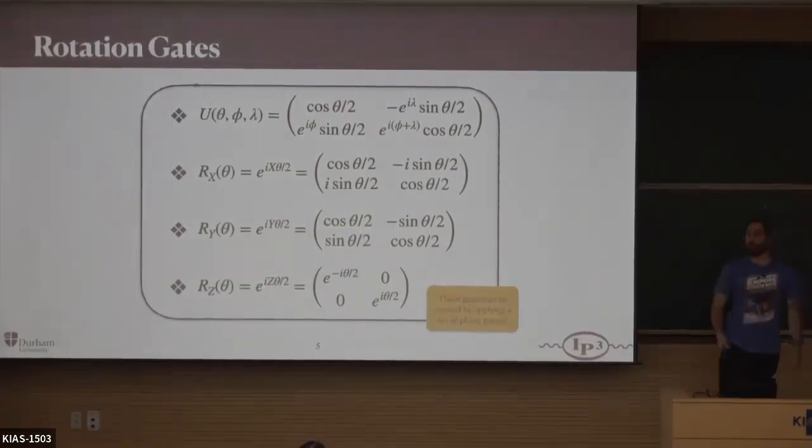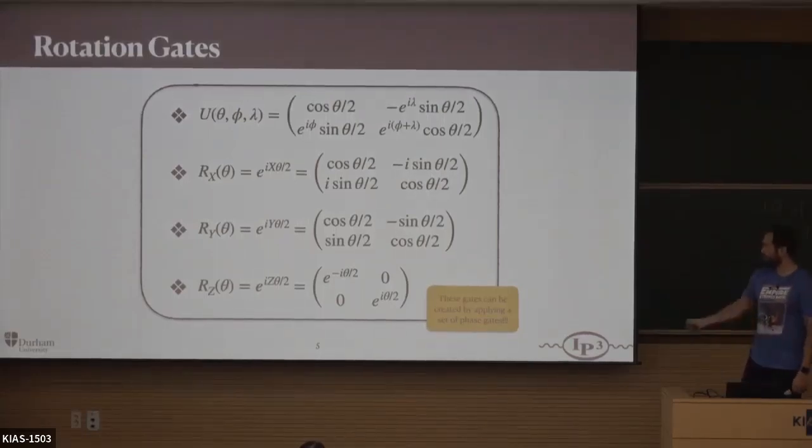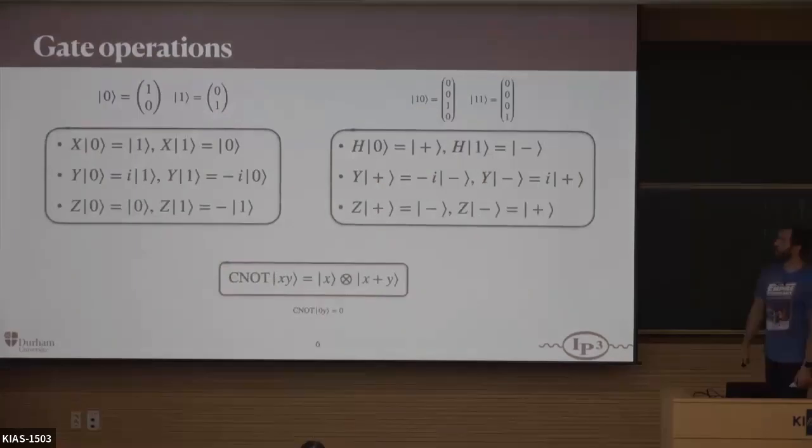If you open up Qiskit, you will see a set of phase gates in your circuit on hardware. So, as I said, these can all be implemented by a series of phase gates depending on the angle, etc. Okay, so what types of operations do we have?